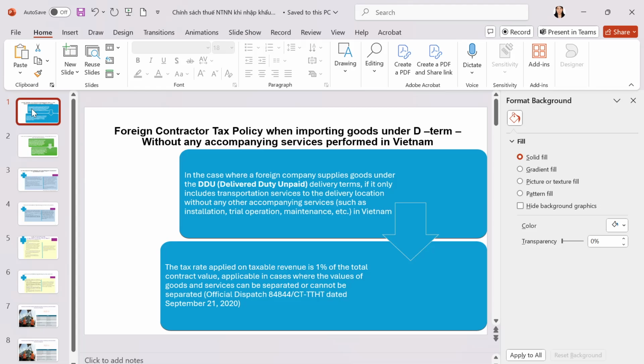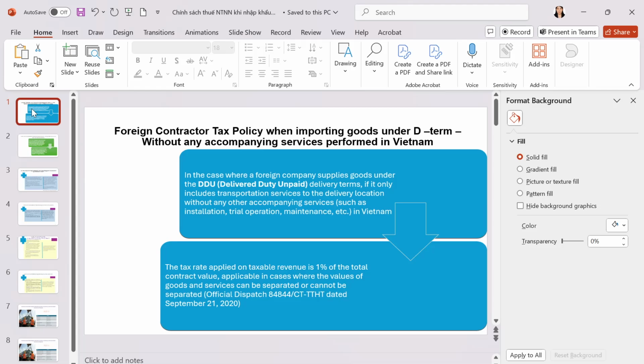So we look at scenarios in the case where a foreign company is supplying goods under DDU's delivery terms. If the contract only includes transportation services to the delivery location without any accompanying services such as installation, commissioning, maintenance in Vietnam, the tax rate applied on the taxable revenue is 1% on the total contract value, applicable in case where the values of goods and services can be separated or cannot be separated.